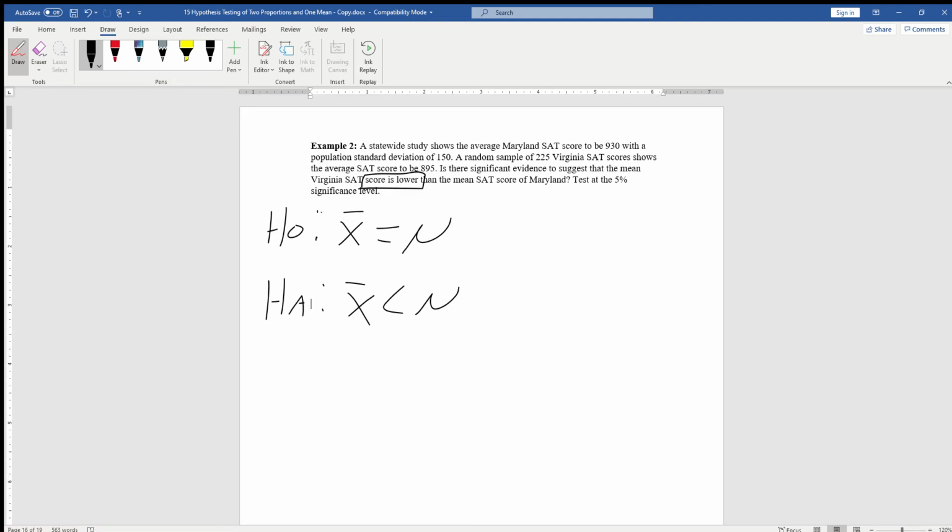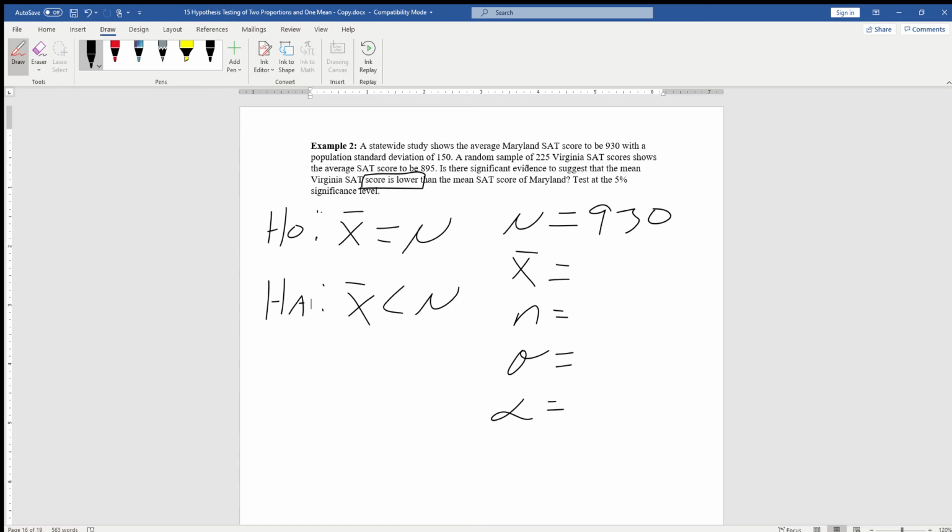We're going to collect some variables. Remember, the variables we need are mu, X bar, n, sigma, and alpha. Mu is the population mean. The population mean is the one associated with Maryland because it does not have a sample size associated with it. So that's going to be 930.